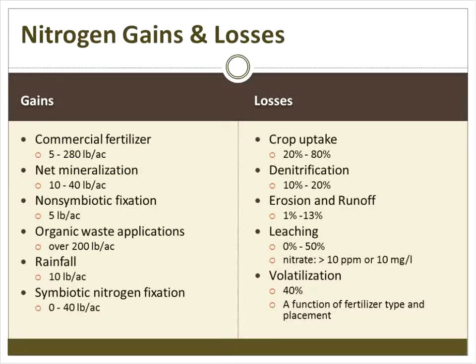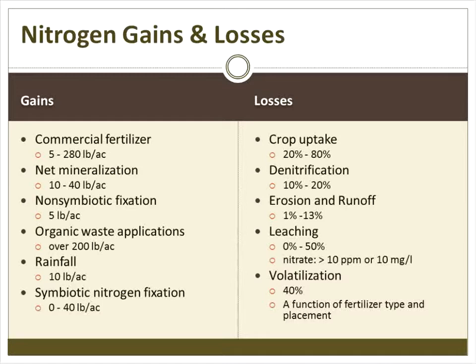Non-symbiotic fixation is from microorganisms that don't need to be associated with plants but can still fix their own nitrogen. Typically the amount of nitrogen they put into a system is fairly negligible, less than 5 pounds per acre, and these are pounds per acre generally per year. Organic waste applications, again, this can be manure or biosolids. It may well be over 200 pounds of nitrogen per acre per year.